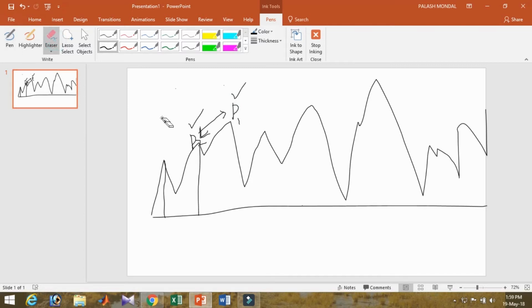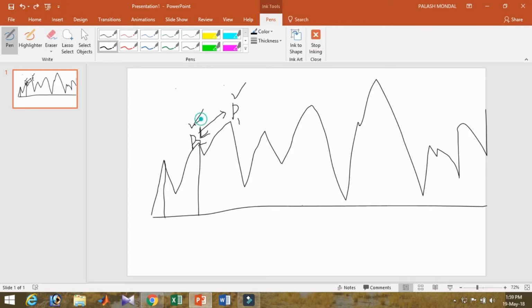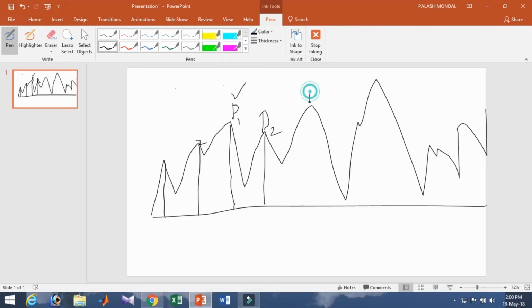Okay, so to see the highest mountain, what will happen? P1 will go to another mountain. Now P2 will come to this mountain, and after that they will communicate. Till now, P1 is on the highest mountain. So what will happen? P2 till now has not found the highest mountain, so P2 will shift to another mountain. Suppose P2 goes to this mountain.